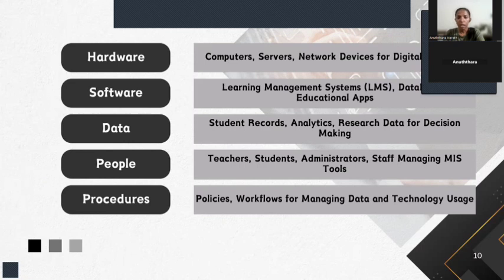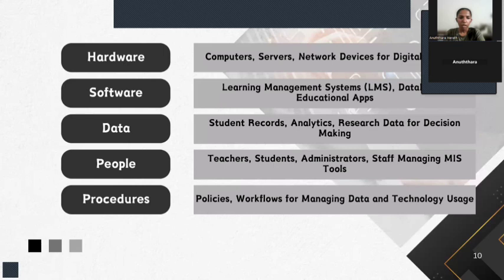Data is also a key component of management information systems. Student records, attendance, academic performance, teachers' evaluations, and institutional reports are included in these. For example, this enables the institutions to analyze student performance data to identify struggling students early and provide targeted interventions like tutoring and special programs.